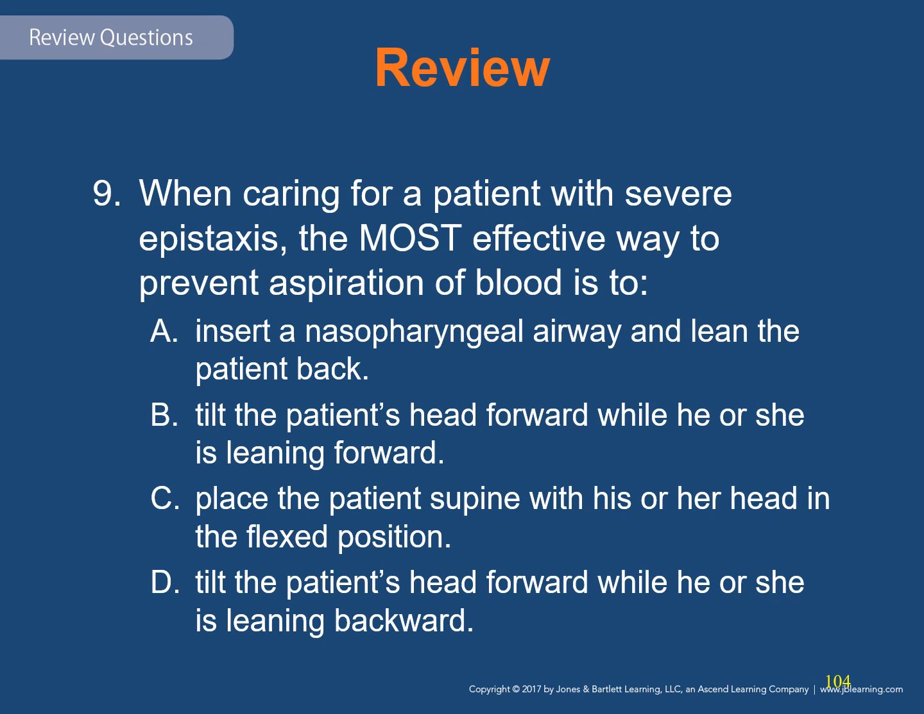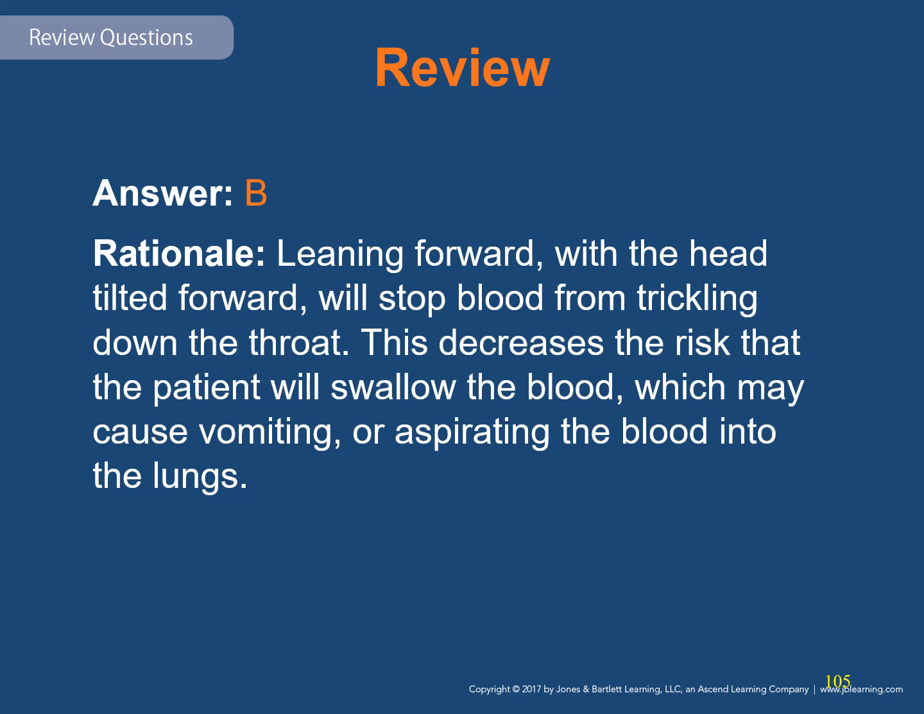Review question 9. When caring for a patient with severe epistaxis, the most effective way to prevent aspiration of blood is to A. Insert a nasal or oral pharyngeal airway and lean the patient back. B. Tilt the patient's head forward while he or she is leaning forward. C. Place the patient supine with his or her head in the flexed position. D. Tilt the patient's head forward while he or she is leaning backward. The correct answer is B.